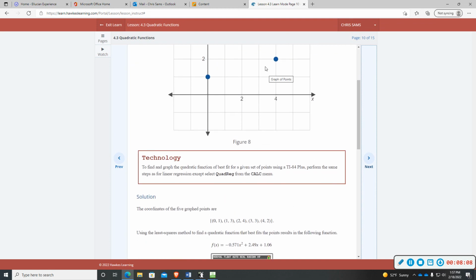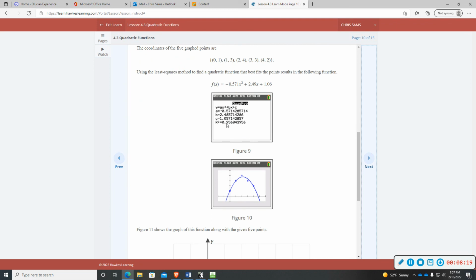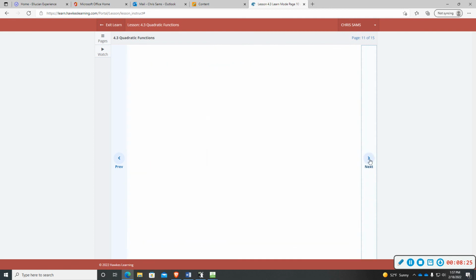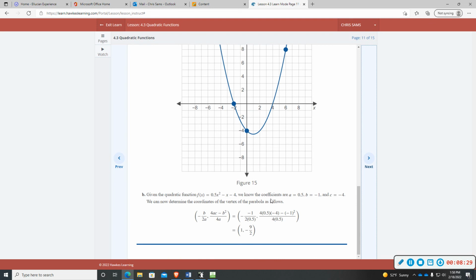So you have a scatter plot. You're going to input those stat points like we did with the linear regression, and then we're going to do quad regression from the calculator. We'll get an output. We can also have it to graph if we would like. And I can show all of that, and then here's an example of it, and they're kind of walking you through their button pushing process here.